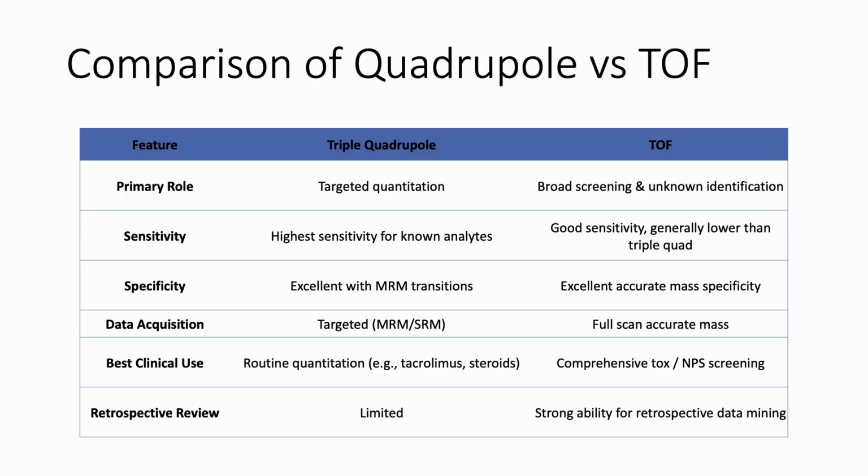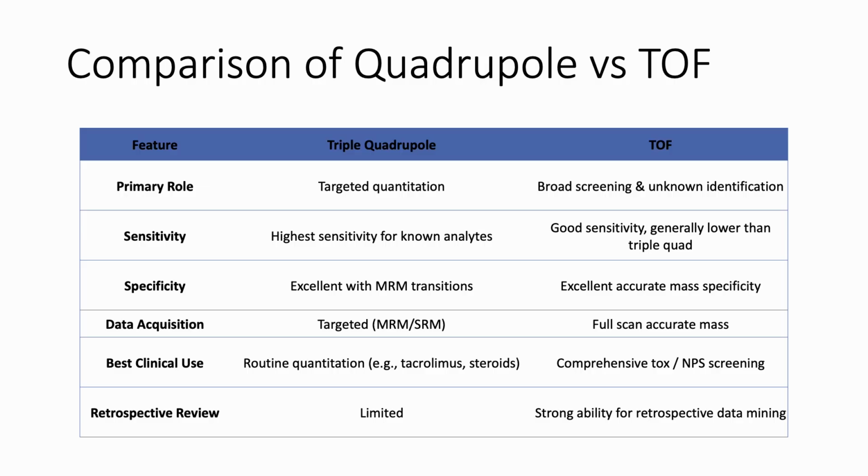However, there are always caveats. Sensitivity, for example: triple quads are very highly sensitive for known analytes, whereas TOFs have pretty good sensitivity, but are usually lower than triple quad for most applications. And that sometimes matters for some drugs where you may not have a high enough concentration to be detected reliably in time of flight, whereas if you were looking for it specifically with triple quad, you would likely be able to detect it.